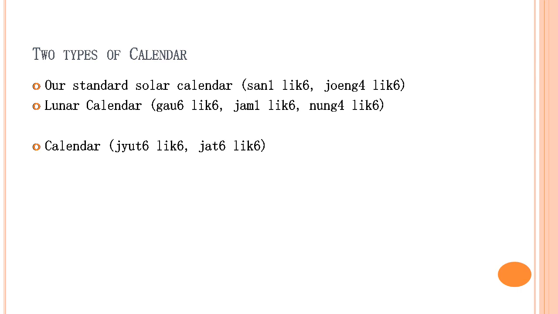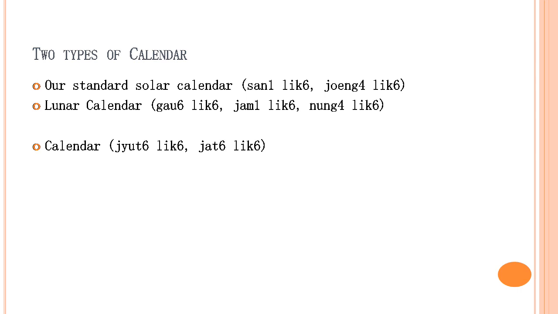Now, as for the word calendar, for the solar calendar and the lunar calendar, we refer to these with the word lek as the word calendar. However, when we say calendar in itself, we would actually have both terms. The first term is yut lek, which means month calendar, and yat lek in terms of the day calendar. You wouldn't say the word lek by itself.